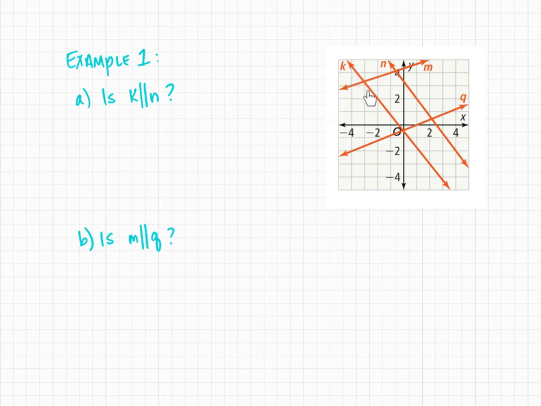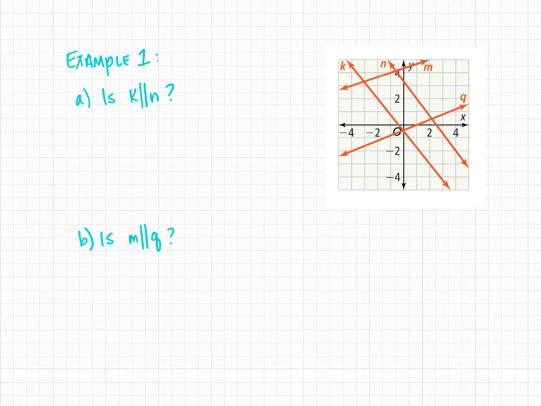So here is line K, it's this line right here, and here is line N. If I just eyeball it, it kind of looks like they're parallel. It kind of looks like if they keep going in both directions, they're never going to intersect. But let's just verify. Are they truly parallel?